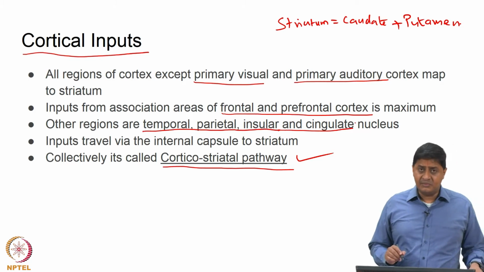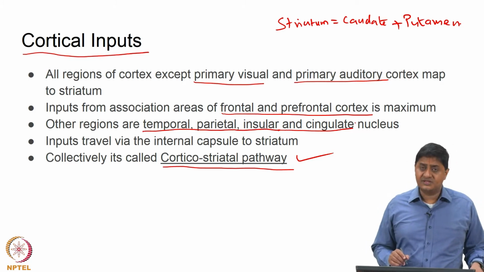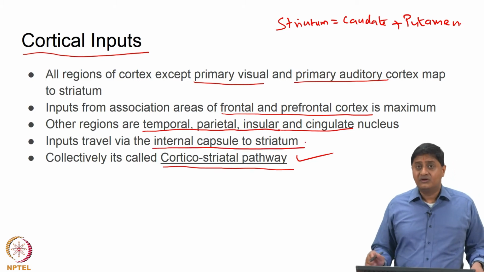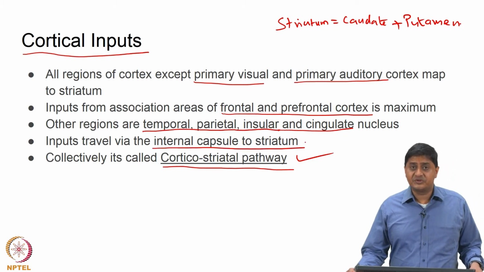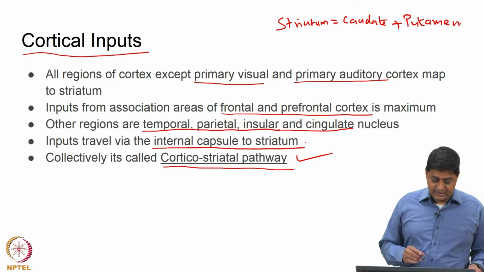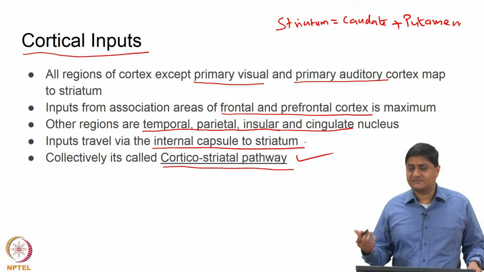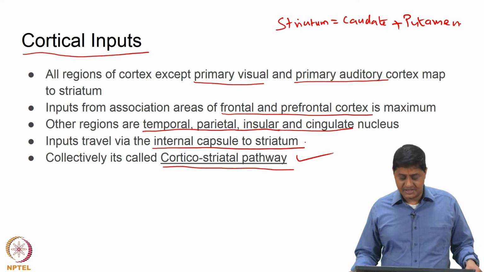And all these inputs travel to the striatum via the internal capsule, right. So, we referred to what this is. The internal capsule is the collection of cortical white matter, right. So, the inputs to the striatum travel via the internal capsule and reach the striatum, and collectively this pathway is called the corticostriatal pathway.